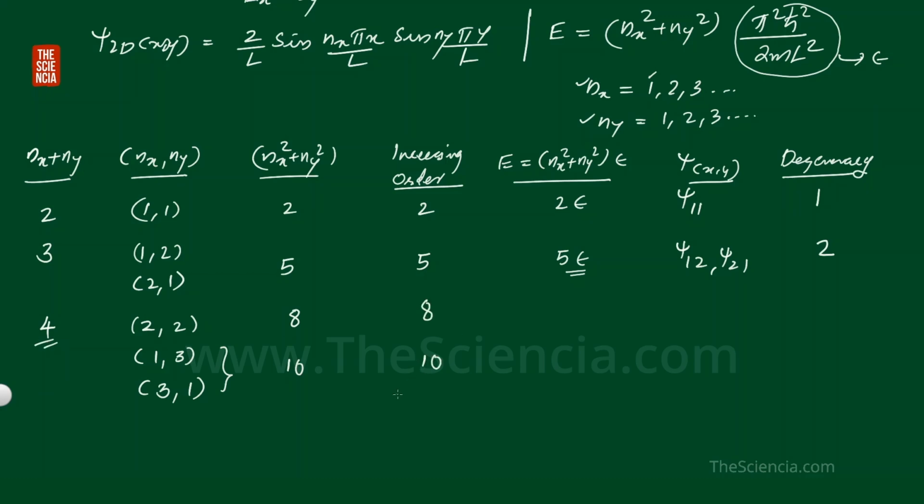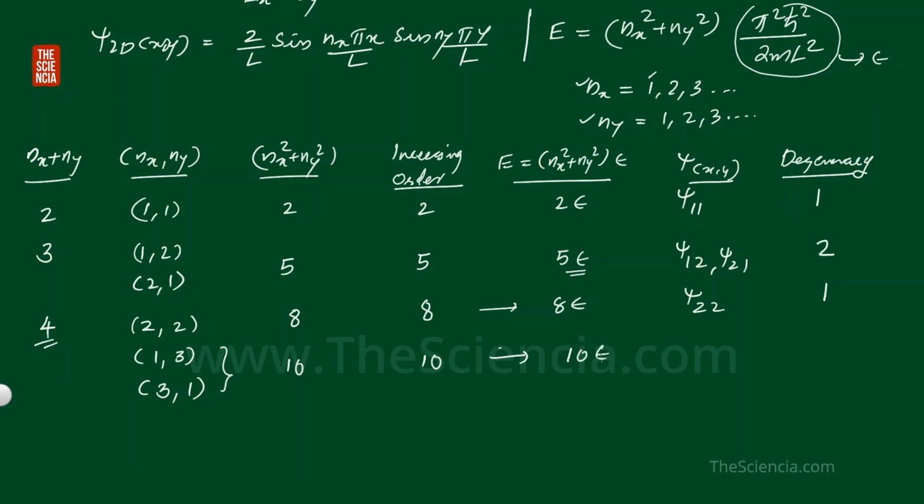If I had written the 1,3 and 3,1 combinations first, then I would have to interchange them to keep increasing order. Here I wrote it in the correct order, so no need to interchange. Okay, so the energy corresponding to this one is 8E, and the corresponding wave function is psi 2,2. This 8E energy is only for one state, psi 2,2, so the degeneracy is 1. Now for these states, the energy is 10E.